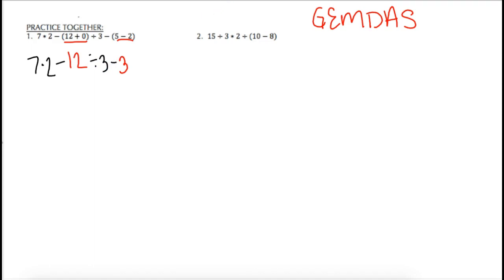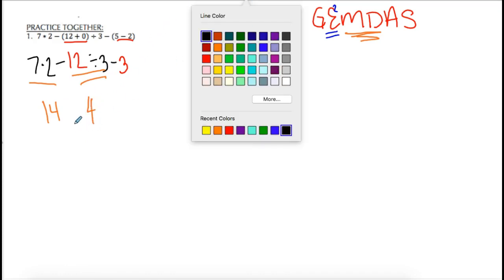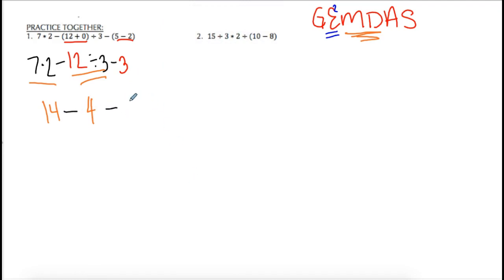The next level of GEMDAS is exponents. That's this one. I don't have any exponents bigger than 1. There are no squares, there's no cubes. I don't need to look for those, so I can move on. Next, I'm going to do multiplication and division. That's my next layer. I notice there's multiplication in 7 times 2. 7 times 2, which is 14. And then 12 divided by 3, which is 4. Everything else gets copied down exactly the way it was. So I copy down my subtraction symbol, and that 3.